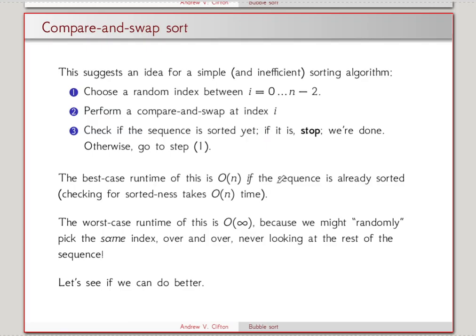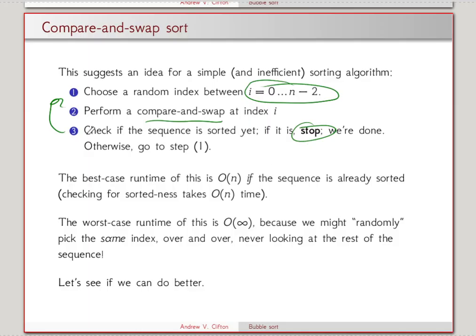So that suggests a simple but really, really inefficient sorting algorithm. Let's just pick a random index, and then do a compare and swap there. And then we'll do a check to see if the sequence is sorted yet. And if it is, we're done. Sweet, we get to stop. And if not, we go back to step 1.